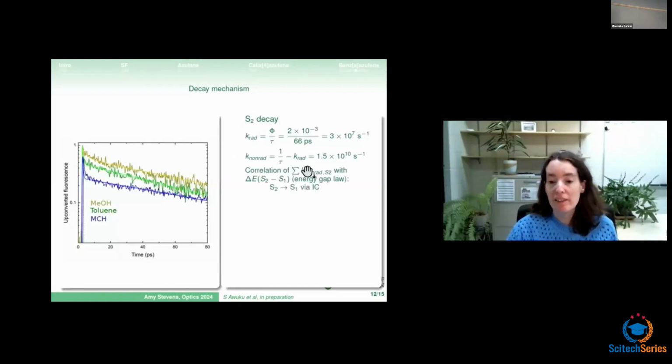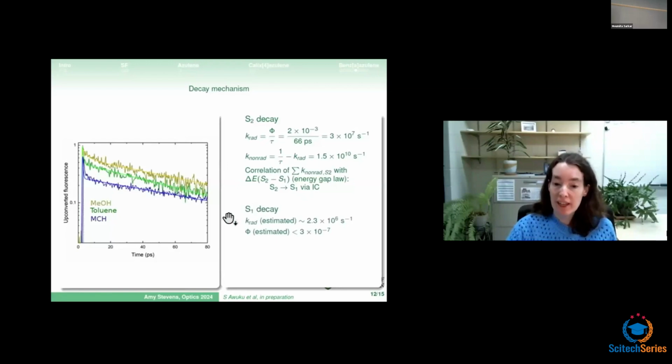You can correlate the sum of all these non-radiative rate constants from, in this case, our S2 region, with the energy gap between our S2 to S1 levels. This is called the energy gap law, and it implies that the S2 to S1 main decay mechanism occurs via internal conversion.